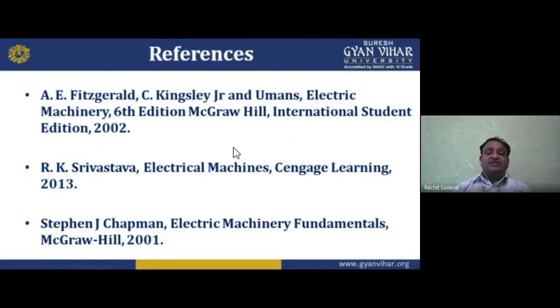Now these are the reference books through which I basically took some content to deliver this lecture. E. Fitzgerald is a very good book. It is by an international author. You can refer to it. R.K. Srivastava is also a very good book. Stephen J. Chapman, Electric Machinery Fundamentals, is again by an international author. Very good book. Just go through them. These books have good content for understanding.